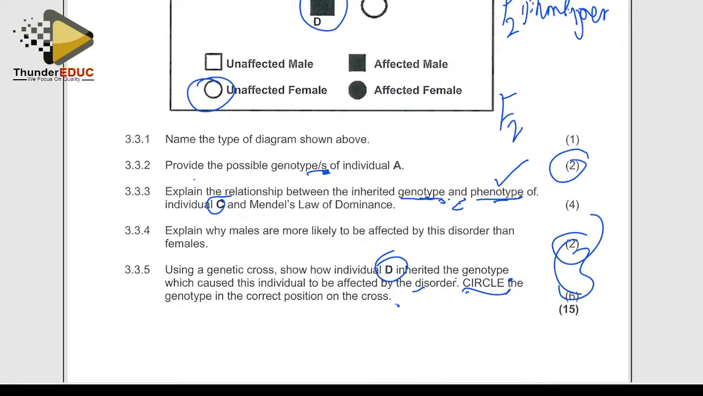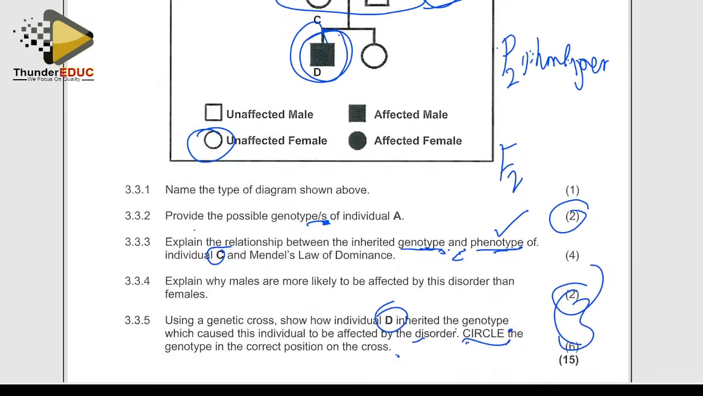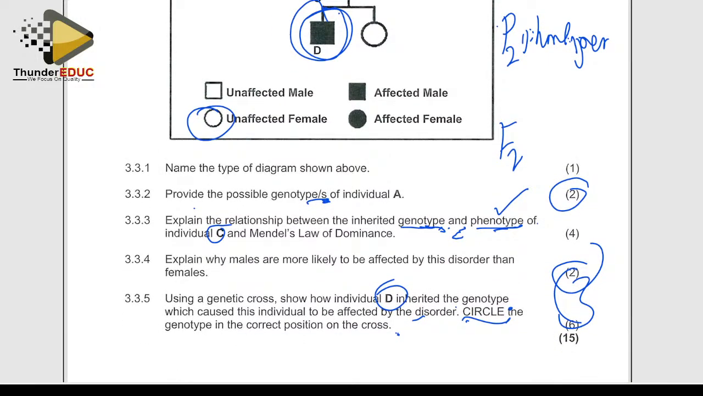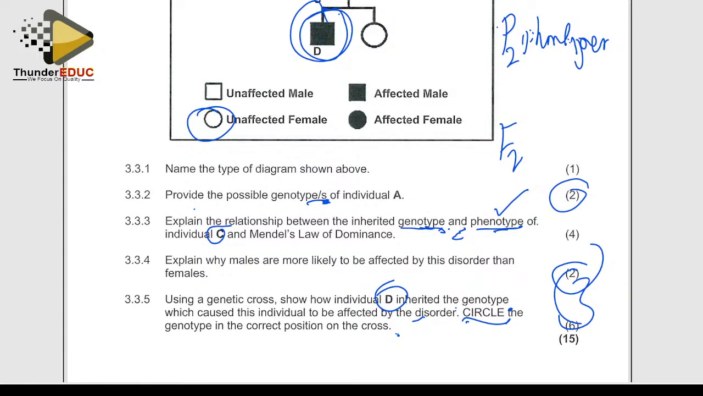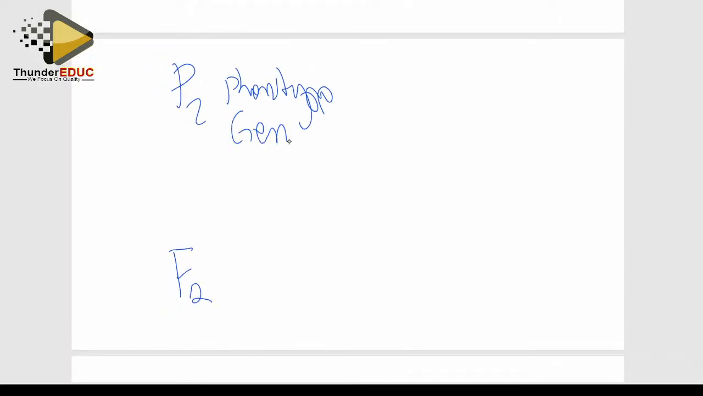Let me just use this blank page so that you're able to understand what I'm saying. So we are answering this question. They're saying use the genetic cross to show how genotype D, which is this one, was inherited, caused the individual to be affected by the disorder. So basically I'm going to have P2, F2, phenotype, then genotype.